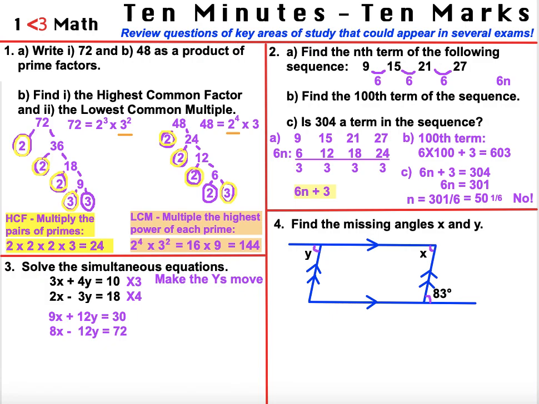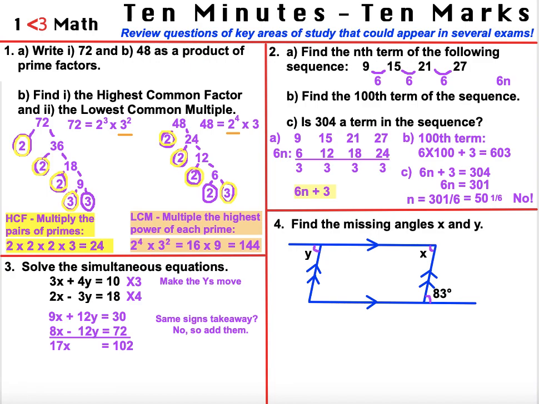I get my simultaneous pizzas from the same signs takeaway. So I ask, is this the same signs, take away? And when I'm talking about the same signs, I'm talking about the signs on the y. Now we look at it and we've got plus 12y and we've got minus 12y. So they are not the same signs. So in this case, we're going to add the equations together because they're not the same signs on the 12y.